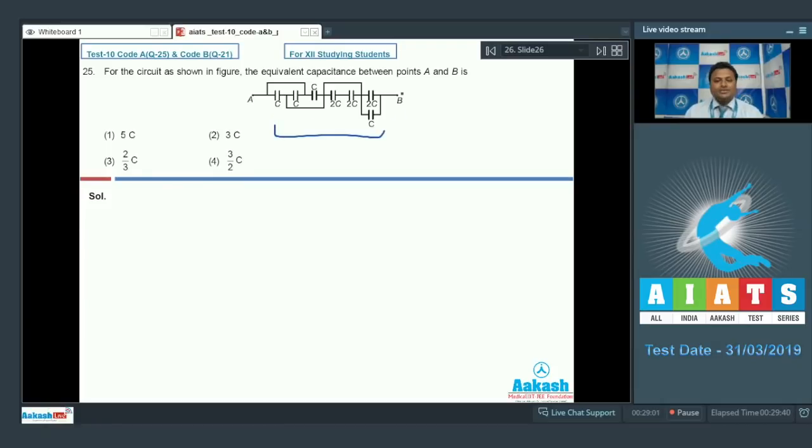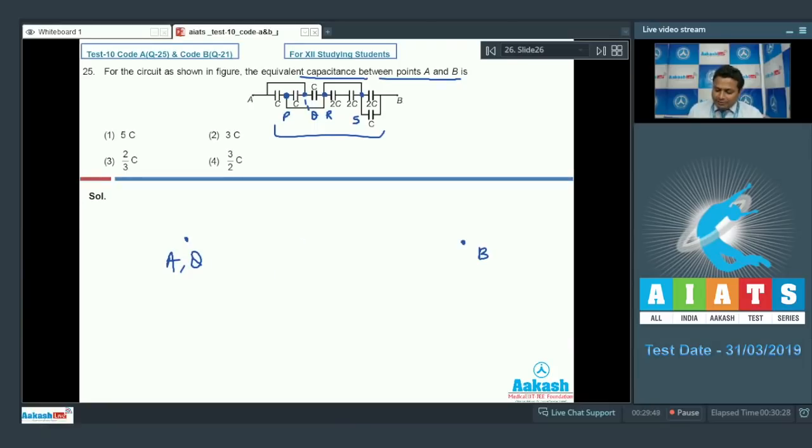Series parallel combination of capacitance. For the circuit as shown in the figure, the equivalent capacitance between points A and B will be what? Now this question can be done by the simplest method. Point out the junctions: this is 1, this is 2, this is 3, this is 4. Just name them P, Q, R and S. This is point A, this is point B. Now point A and point Q, if you see, are the same. They are connected directly with a wire, so they will be at the same potential. So A and Q will be the same.